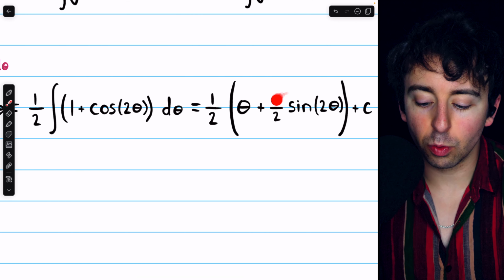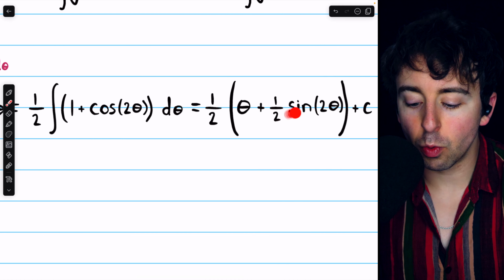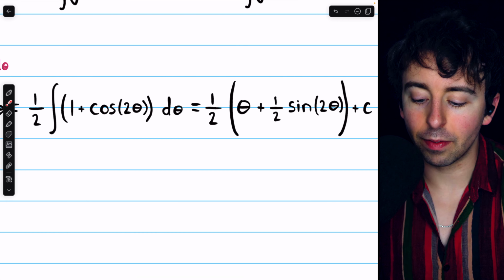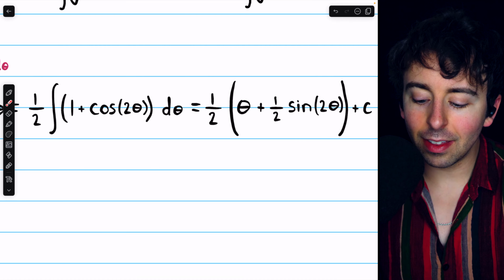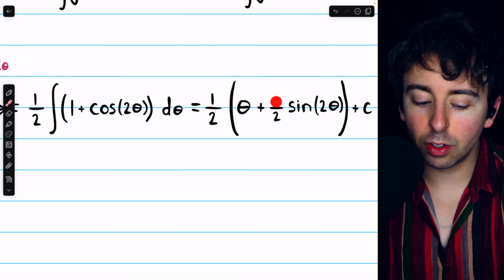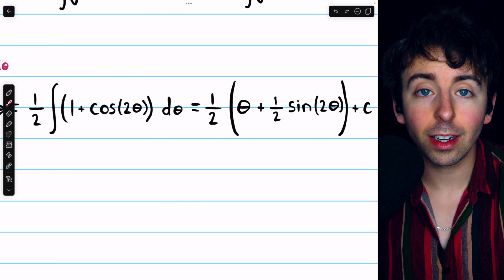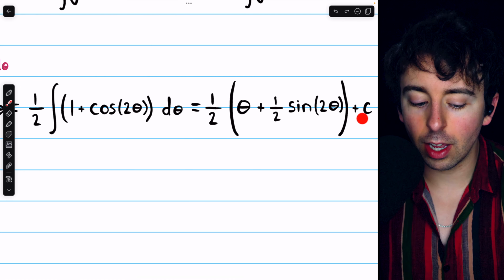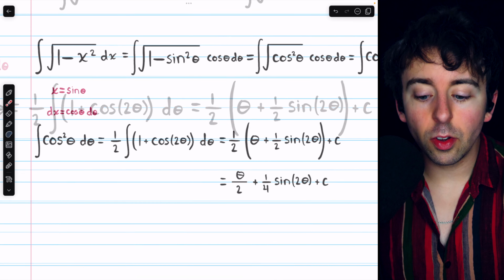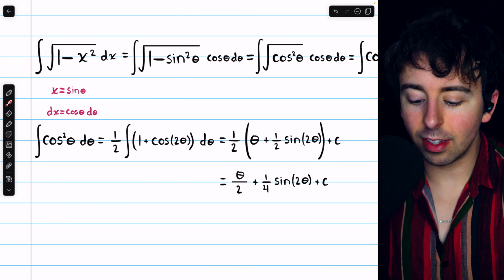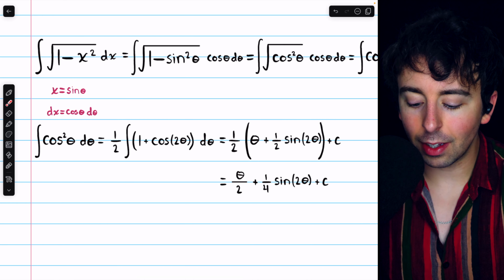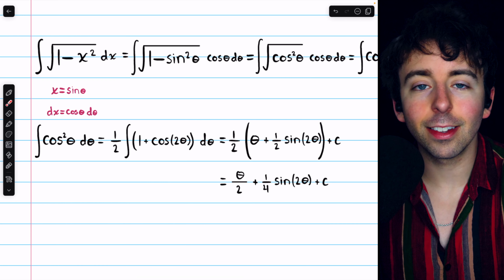Note how if we took the derivative of this second term, the derivative of sine is cosine, we'd have the 2 theta inside, and then the chain rule would give us a factor of 2, which would cancel out with the 1/2, so this integral is correct. Of course, we also have the addition of the arbitrary constant. Then distributing the 1/2, this is equal to theta over 2 plus 1/4 sine 2 theta plus c.